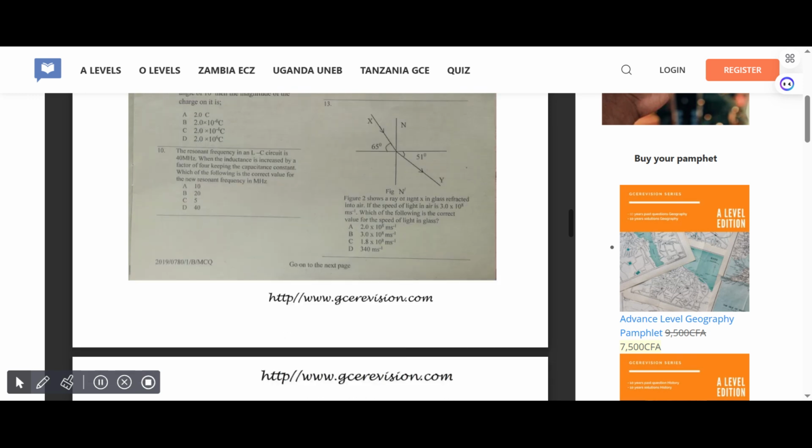Question 13. Figure 2 shows a ray of light X in glass refracted into the air. If the speed of light in air is 3.0 × 10^8 m/s, which of the following is the correct value for the speed of light in glass? The correct answer for 13 is A.